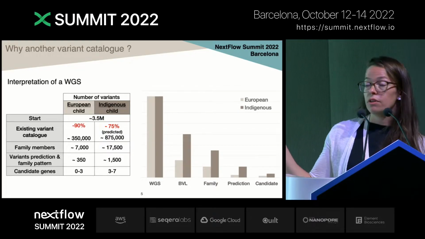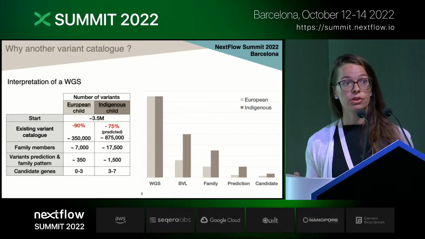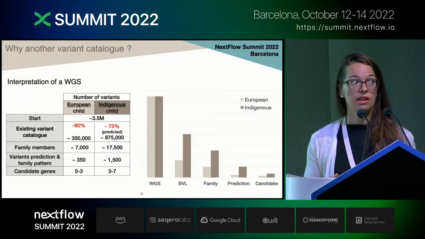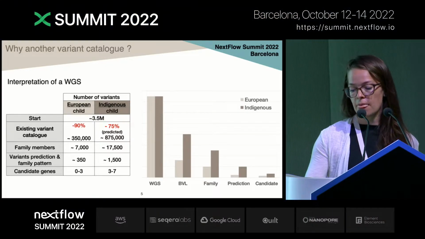And 3 to 7 may seem like not a big difference, but it is. And it's harder to give a diagnosis to an indigenous kid. And that's clearly unfair, and that needed to be addressed.